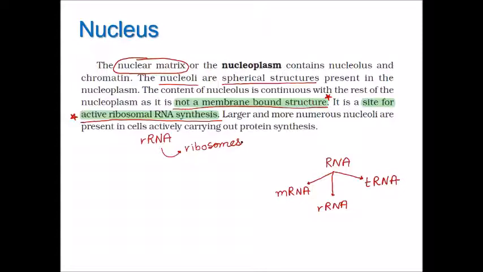So that is why this last point is given here. Larger and more numerous nucleoli are present in those cells which actively carry out protein synthesis. If a cell is actively carrying out protein synthesis, that cell requires more ribosomes. That means the cell should have more nucleoli to form these ribosomes. So these 2 points which I've highlighted in green color are important. Nucleoli is not a membrane-bound structure. Second point, nucleoli is required for synthesizing rRNA or ribosomal RNA, which can be used to synthesize ribosomes.